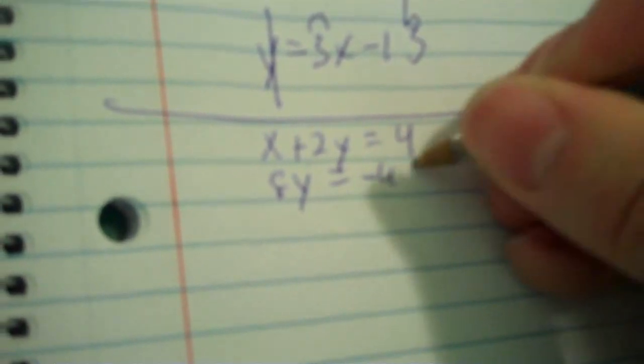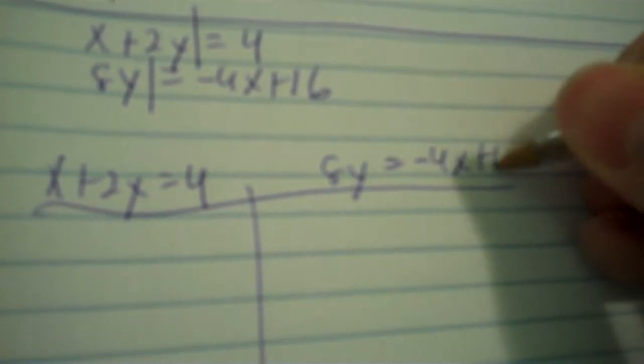Okay, x plus 2y equals 4, and then 8y equals negative 4x plus 16. Y is on this side, but it's not isolated. Y is on this side, but it's not quite isolated. It's close, but not quite. Okay, so I'm going to make a table and just isolate on each side. x plus 2y equals 4. 8y equals negative 4x plus 16.